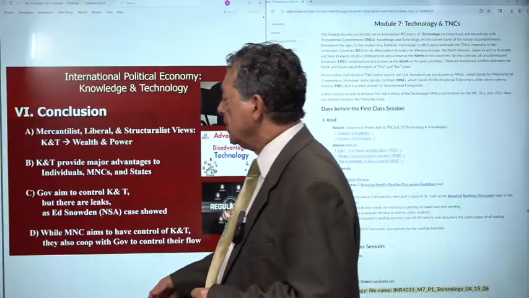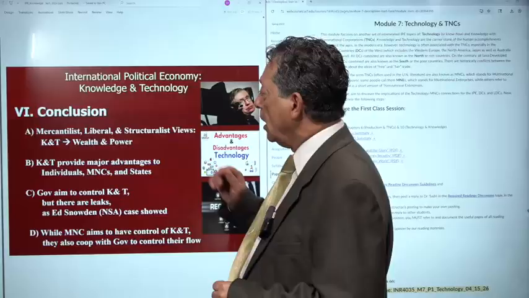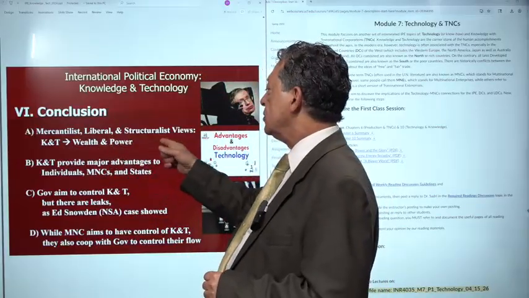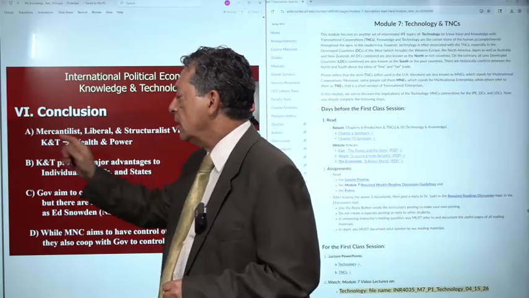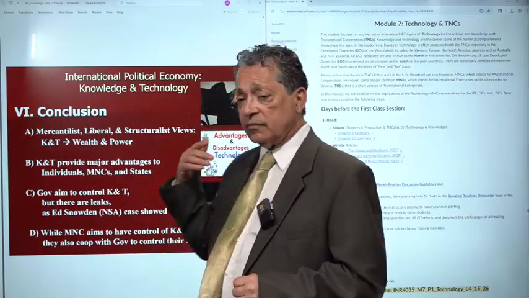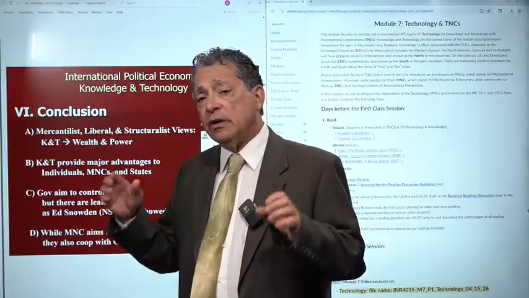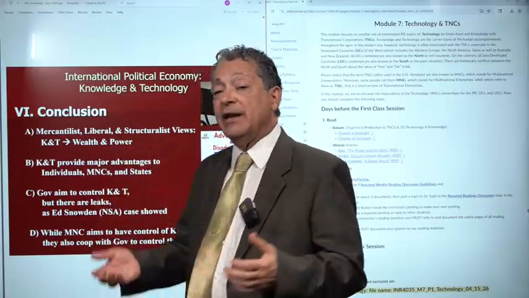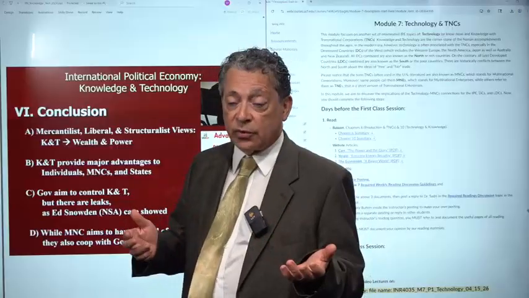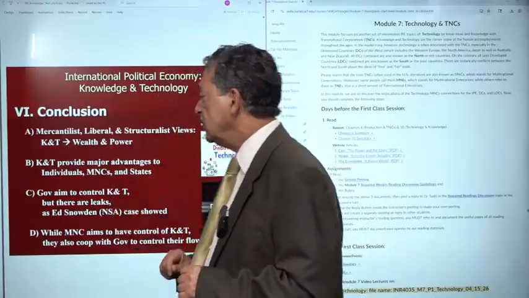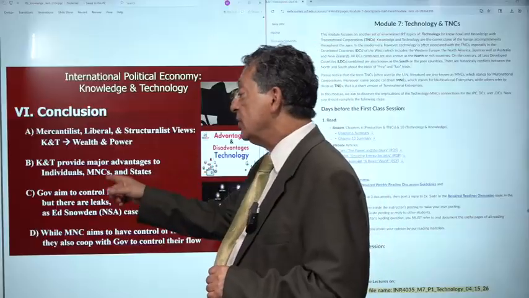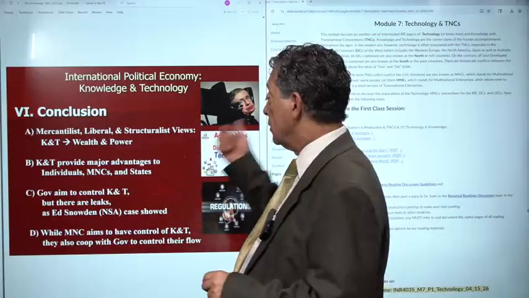And here we are getting into the conclusion part. One thing that you need to remember is that the mercantilist, liberalism, and structuralism views on K&T focus, the bottom line, on the notion of wealth, how it brings wealth, and how wealth and power go together. That's one. The second thing you need to consider is that K&T provides major advantages to individuals, MNCs or TNCs. Is that right?